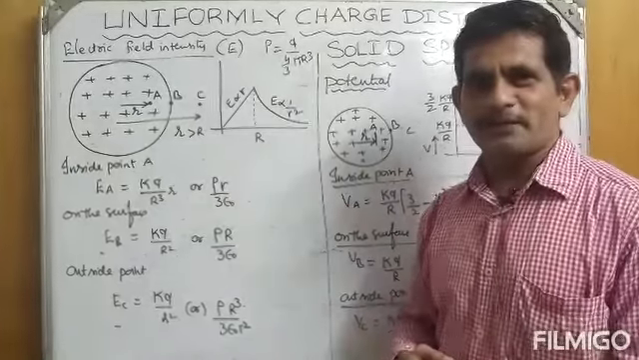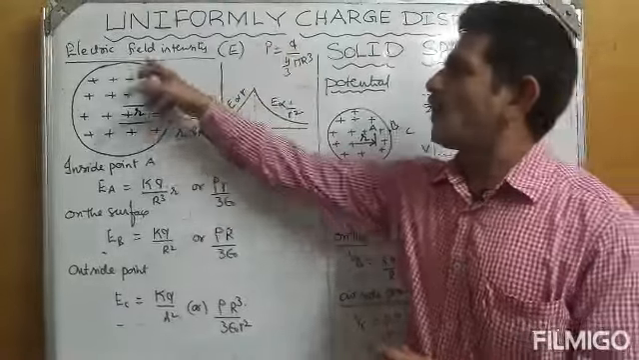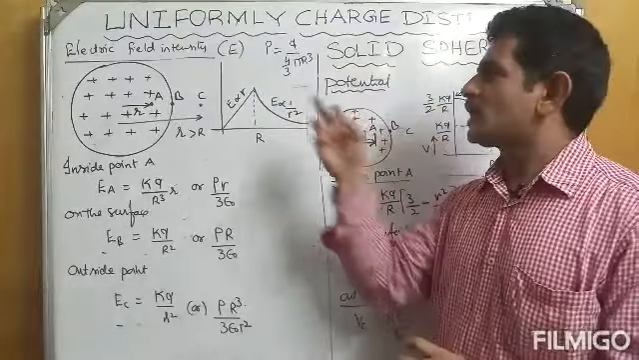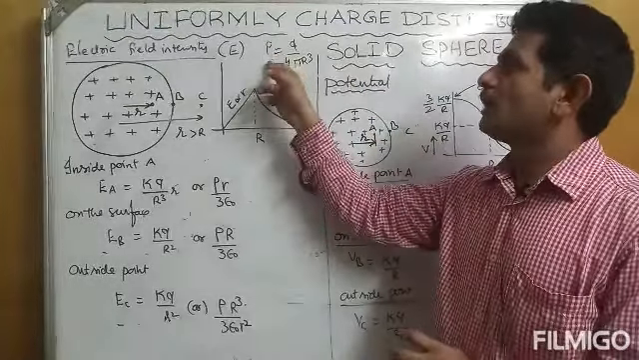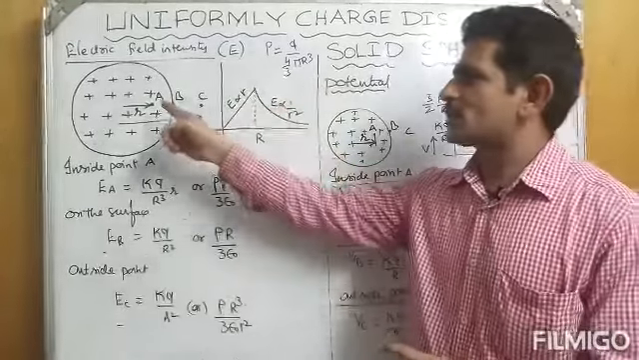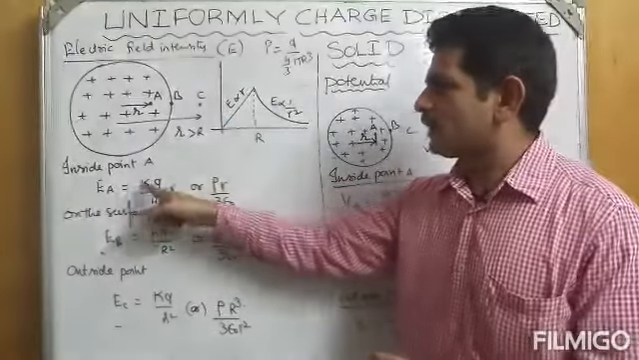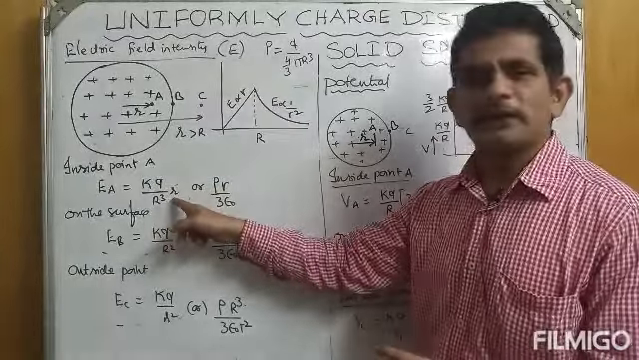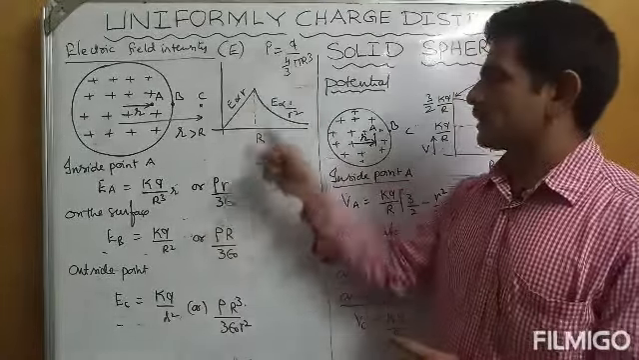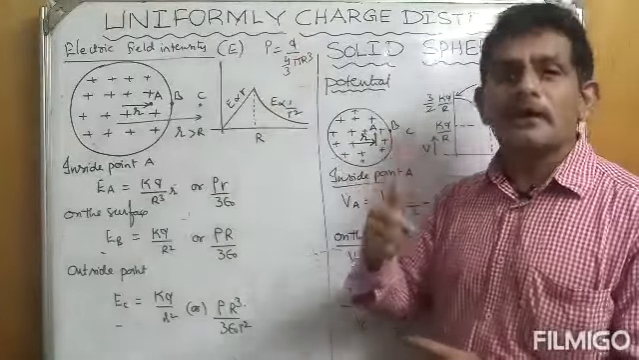Let us assume q charge is given to the solid sphere, uniformly charge distributed. Then the volume density is equal to q by 4 by 3 pi r cube. There are 3 points we discuss: one is the inside point, on the surface, and the outside point. Inside point electric field intensity is kq by r cube into small r. In terms of charge density, the value is q by 4 by 3 pi r cube.